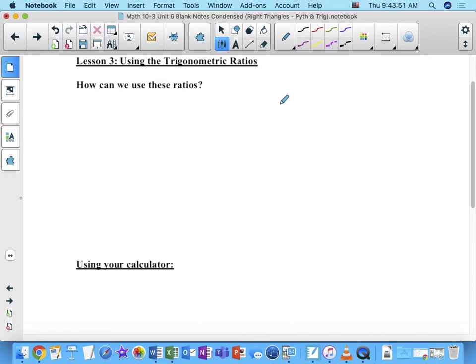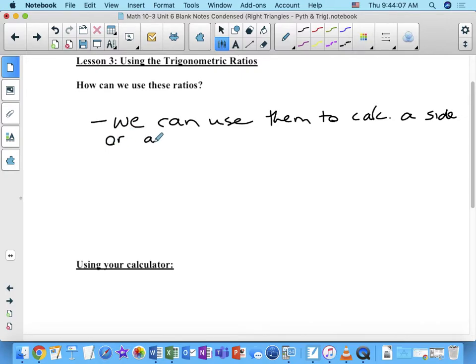Well, we can use them to calculate a side or an angle, a non-right angle, like one of the smaller ones of a right triangle. And the idea is this. Basically, each of these trig ratios is an equation.